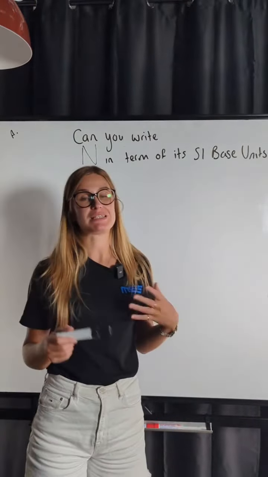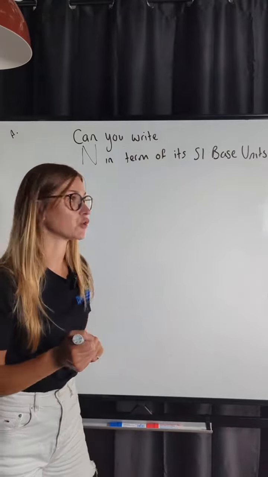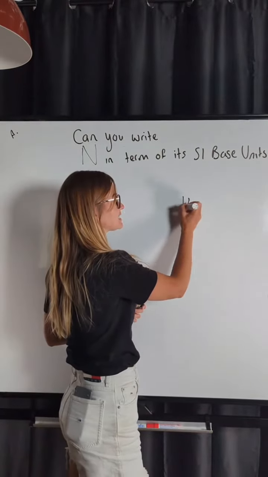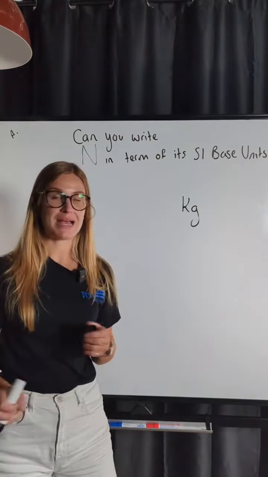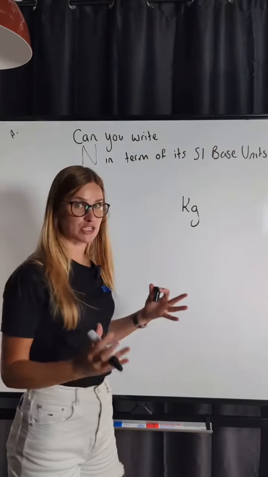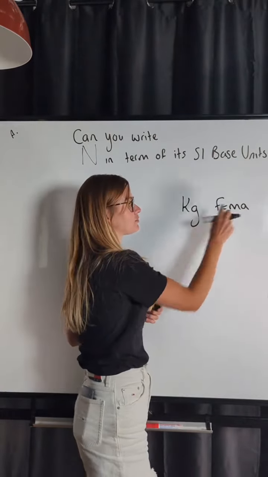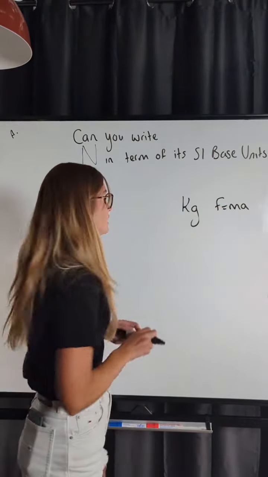A base unit is basically those units that we can't simplify. They can't be broken down any further. For example, for mass, we're always going to use kilograms in physics. So you always want to convert into kilograms for any of the equations to work. For example, the equation F equals ma only works if your mass is in kilograms.